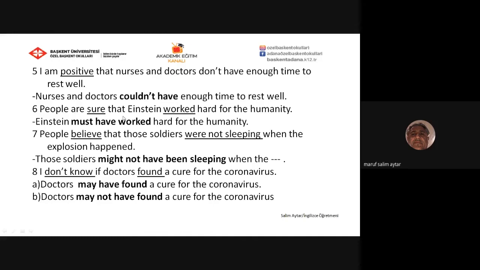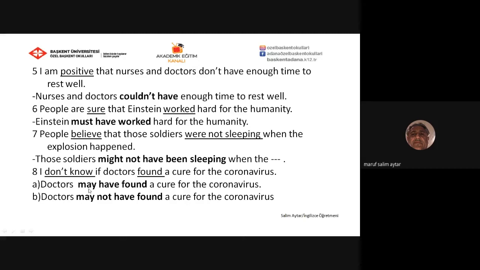People are sure that Einstein worked hard for humanity. Einstein must have worked hard for humanity. Seven says, people believe that those soldiers were not sleeping when the explosion happened. So those soldiers might not have been sleeping when the explosion happened.